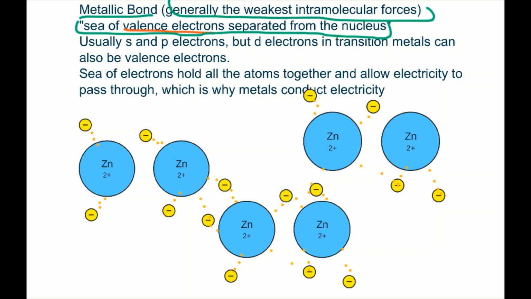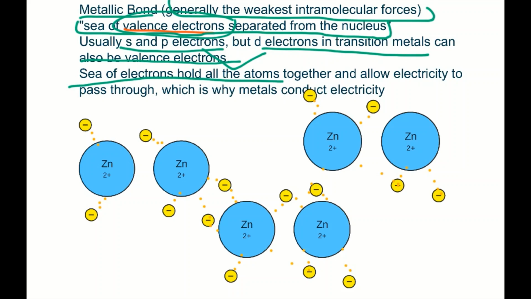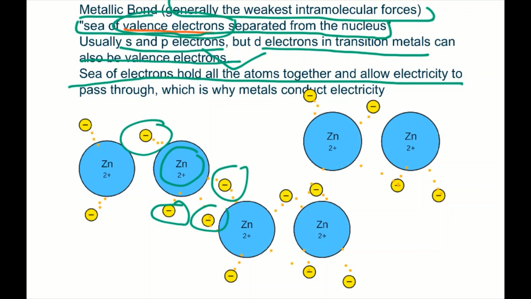and these valence electrons are usually s and p electrons, but the d electrons in transition metals can also be used as valence electrons. And what I mean by s, p, and d electrons, I mean the outermost, which is why they're called valence electrons. Now, these sea of electrons hold all the atoms together because, as you can see, the Zn, once it loses its electrons, is going to become Zn2+, and these electrons that are moving around are the delocalized electrons, or our sea of valence electrons, and these electrons make metallic bonds between Zn atoms, and this is what keeps everything together.